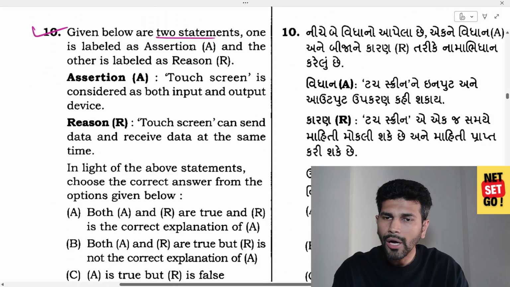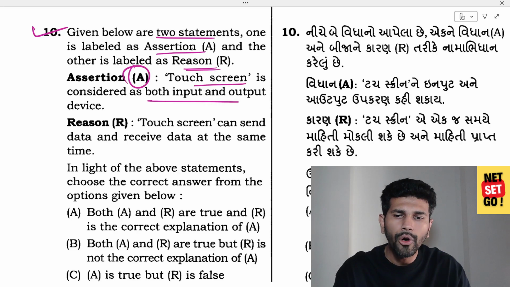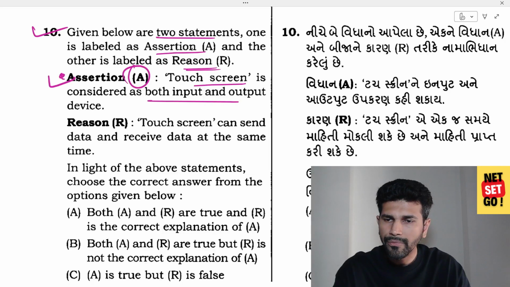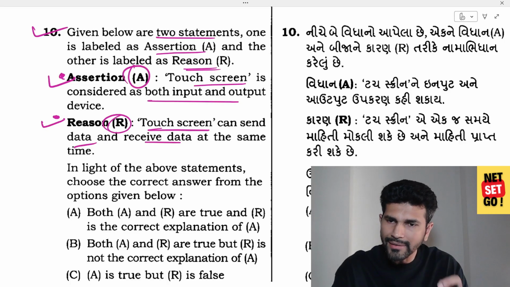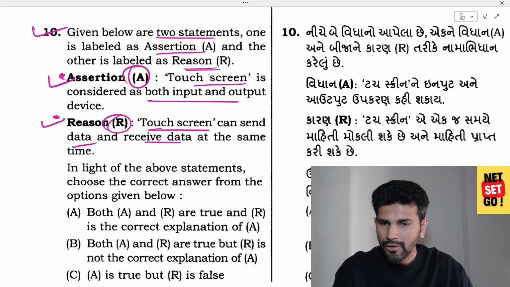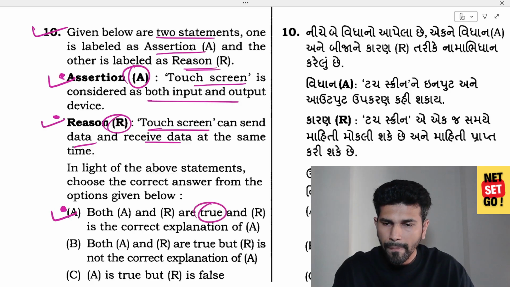Next, given below are two statements. One is labeled as assertion and the other is reason. So assertion, touchscreen is considered as both input and output device. True. Reason, touchscreen can send data and receive data at the same time. True. So both are true and R is correct reason for A. So option A is again correct answer. Both are true and R is correct explanation of A.